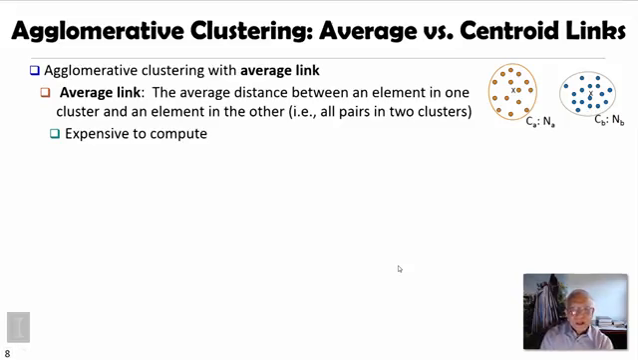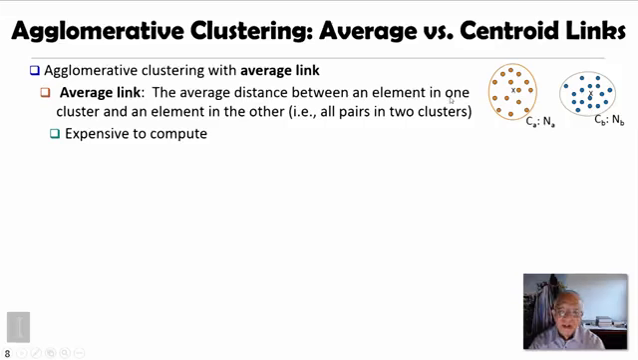Then we look at the average link. The average link between two clusters is rather expensive to compute, because what you want to calculate is the average distance between all the elements in one cluster and all the elements in the other cluster. That means you calculate all the pairs across the two clusters, then average them. For example, if the number of elements in cluster C sub A is n sub A, and the number of elements in cluster C sub B is n sub B, then the total number of pairs is n sub A times n sub B. That's pretty big. Then you average them.